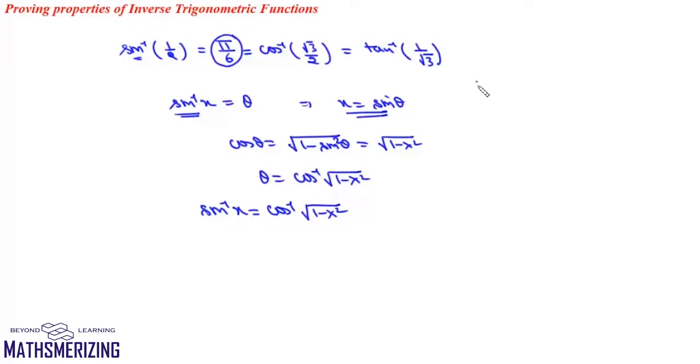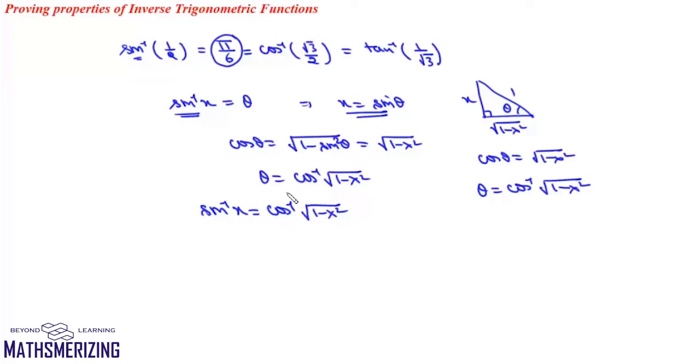Now another way of conversion is we can take a right angle triangle. This is sine theta, so it'll be x and this is 1 and it'll be under root 1 minus x square. What is cos theta in this? Cos theta will be under root 1 minus x square. So we can simply write theta as cos inverse under root of 1 minus x square. So sine inverse x is equal to cos inverse under root 1 minus x square.